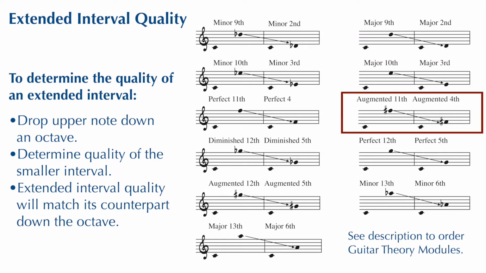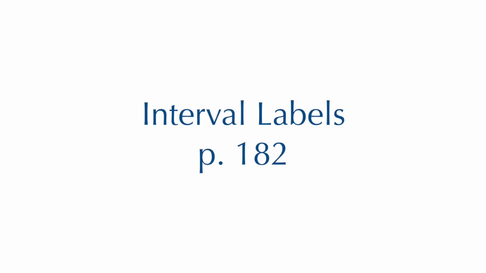And let's check out this low C to the F sharp on the top line. This is going to be some sort of 11th. We take that upper note, the F sharp, lower it an octave, and now this C to this F sharp is an augmented fourth. So the C to the F sharp an octave higher is going to be an augmented 11th. And you can use this octave trick to find the quality of any extended interval.